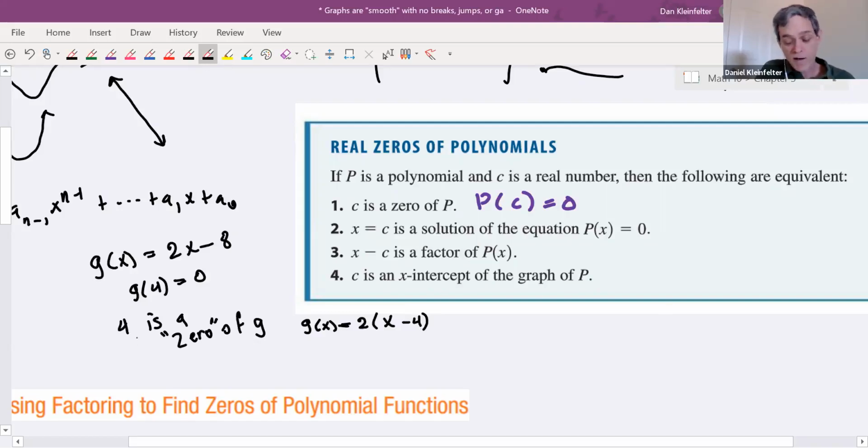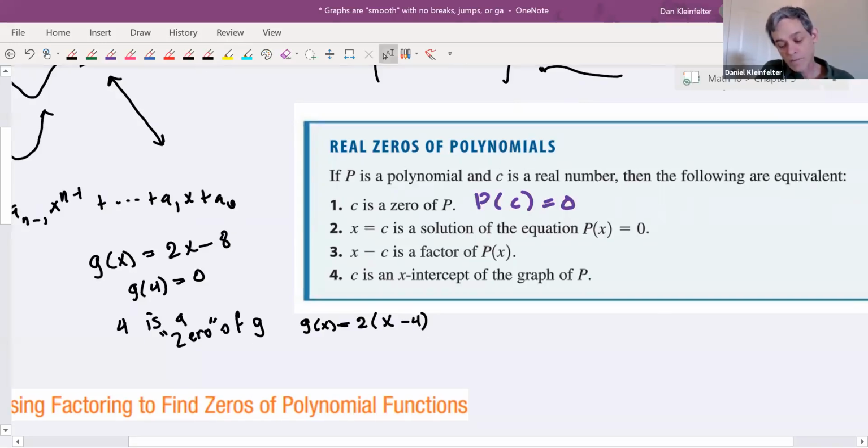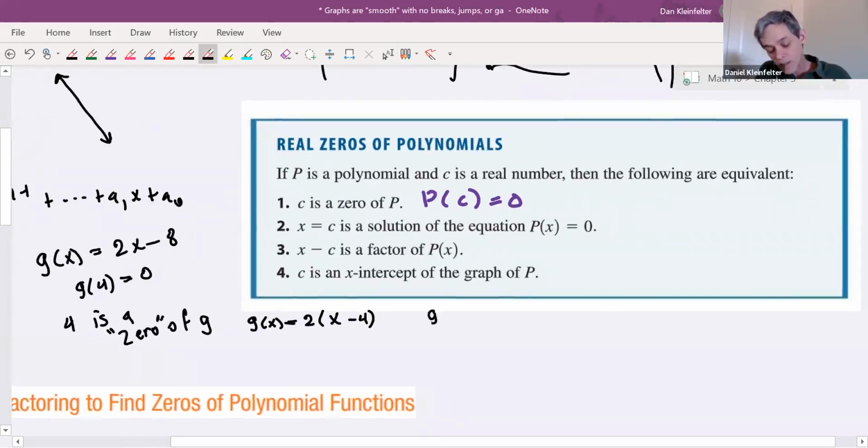x minus 4 is a factor. Okay, if we set g of x equal to 0, that's our 2x minus 8 equals 0. If you solve that for x, you get 4, which is the 0 of the function. And the x minus 4 is a factor for the polynomial.